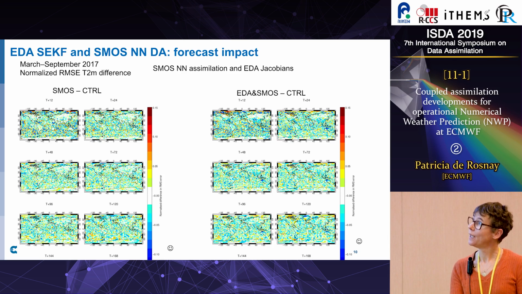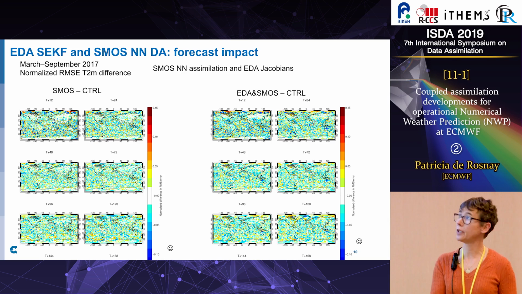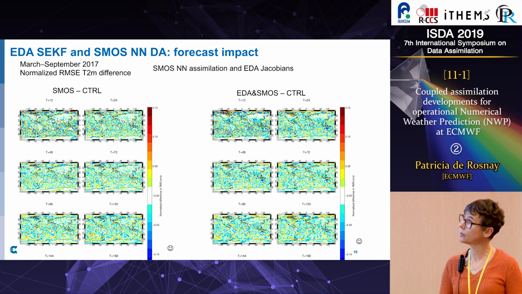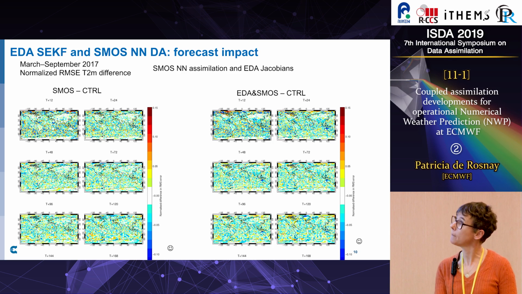And on the right, it is a root mean square difference between the new system that will become operational later this year, using SMOS and EDA Jacobians, and the current system, which is the control. With the EDA Jacobians, we have globally a small, slightly significant improvement. And we can see the blue patches here in Asia and Australia, also in the south east of the US.